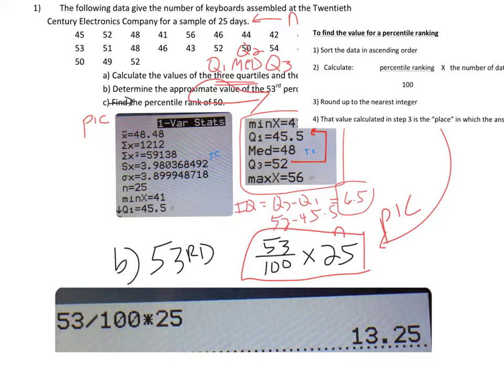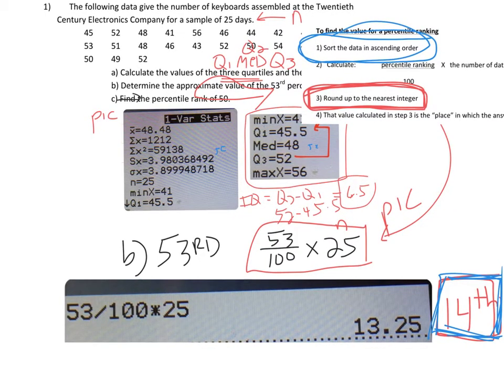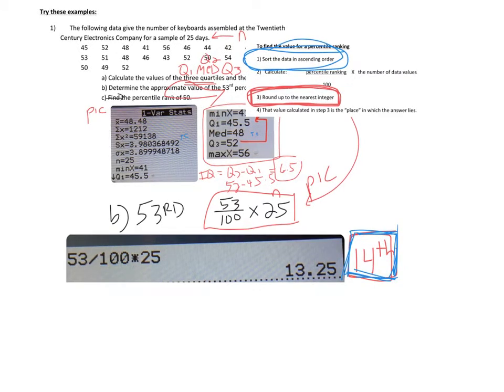So here we get 13.25. Remember, you always round up when you're dealing with percentile ranks. So here we're rounding up to get 14. So the number that's in the 14th spot of your data, remember you always have to sort your data in ascending order. And then after you sort your data, look in your list for which value is in the 14th spot. So sort your data, and then take a picture of your list and the value that corresponds to the 14th spot, and include that on this worksheet.